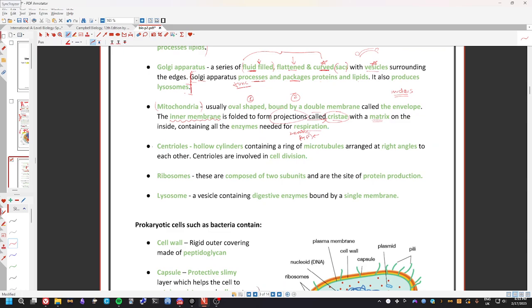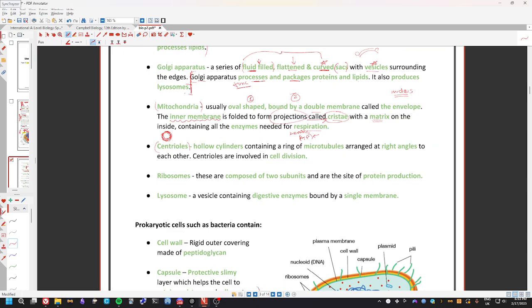So, centrioles next. This is also new. Ribosomes, not so new. Lysosomes, also new. Centrioles are hollow cylinders which contain a ring of microtubules. You can think of centriole as a center, right? It kind of gives that vibe. And if it has a center, then you can think of it as a circle. And if it's a circle, that means it's a ring, correct?